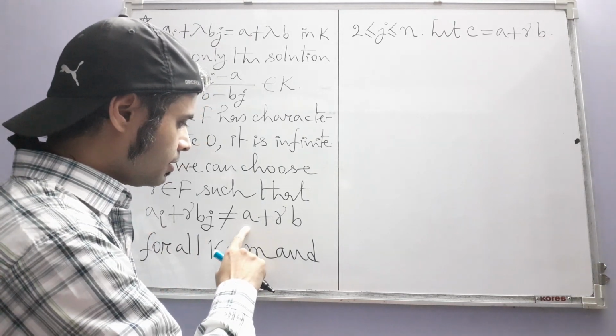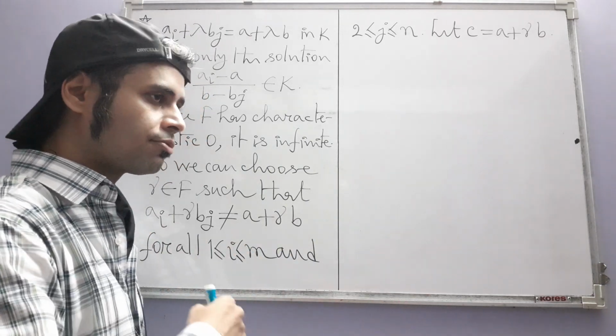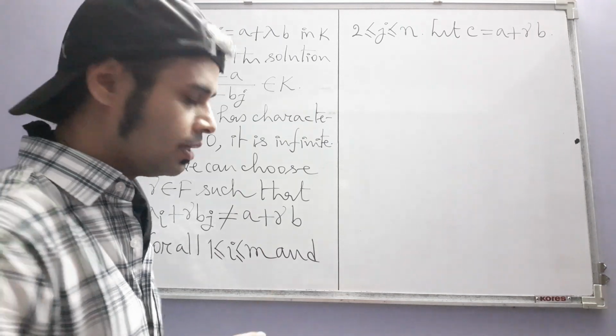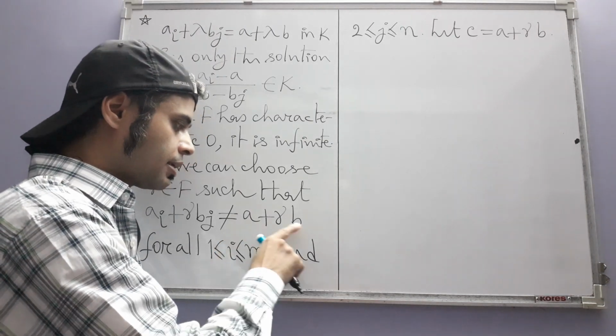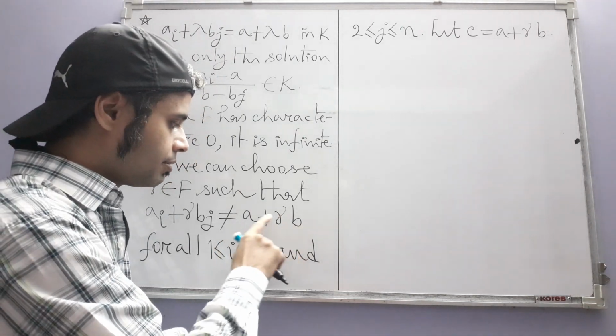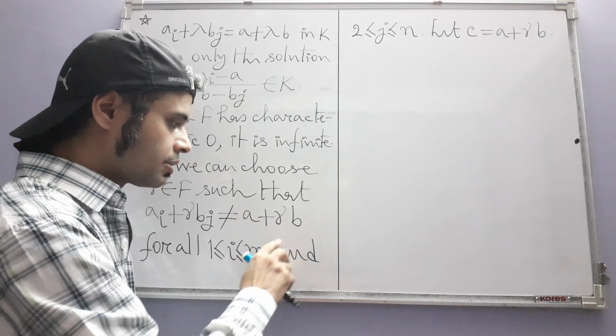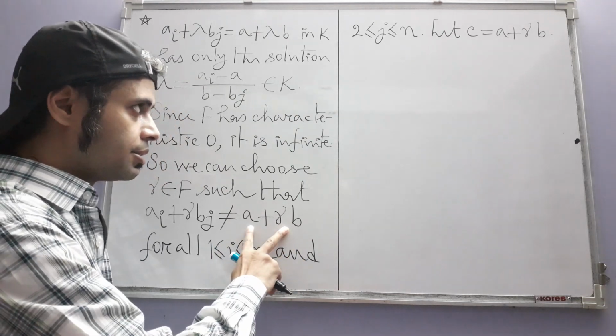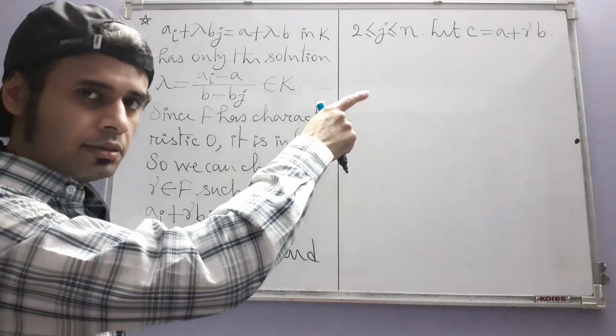That's because K contains all the roots of Fx and all the roots of Gx, and this is the root of Fx and this is the root of Gx. So ultimately these three elements are coming from K, so that means our C is in K.